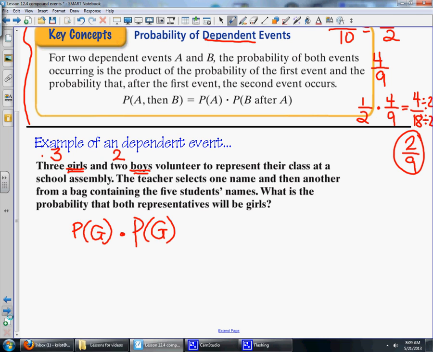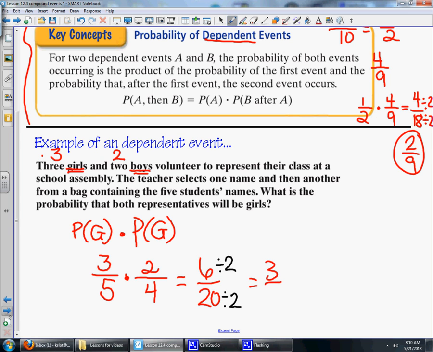So the probability that we're going to draw a girl the first time is 3 out of 5. Now the next time we draw, assuming that we draw a girl, there's only going to be 4 names left in the bag, and we'll have a 2 out of 4 chance. So when we multiply that, we get 6 out of 20, and that can be reduced. We can divide by 2, which would make it 3 out of 10. So you have a 3 in 10 chance, or a 30% chance of drawing 2 girls.